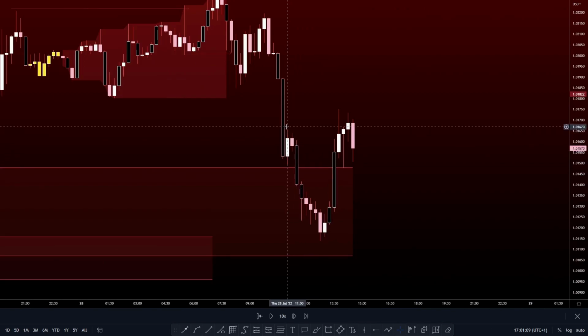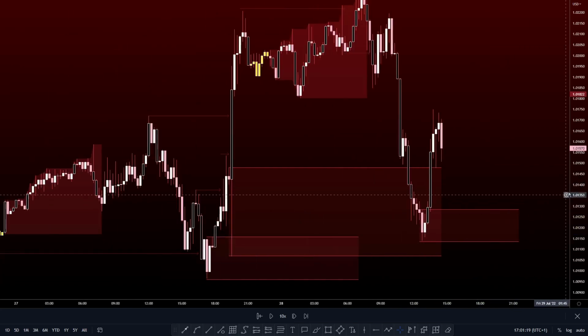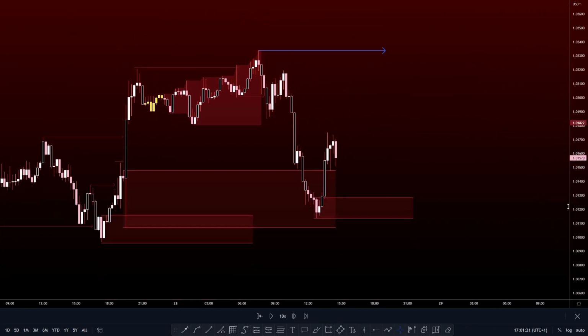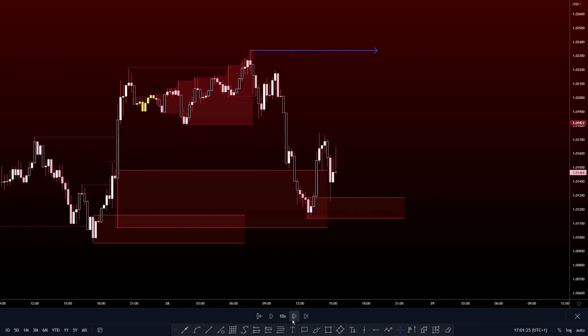So we can see that there is no major structure broken by here, guys. So if you were looking to remove discretion, you wouldn't be looking to get involved. But I will draw a demand zone here just for you to see that the market does come back into this zone before continuing to the upside.